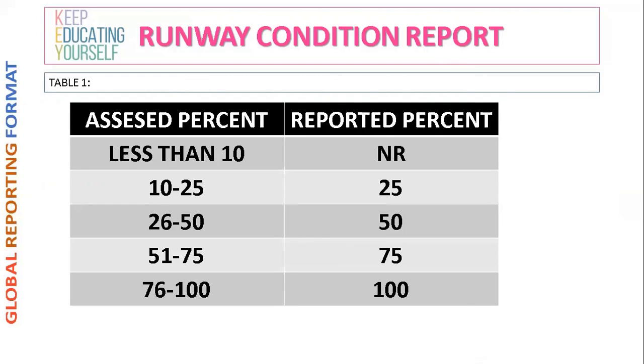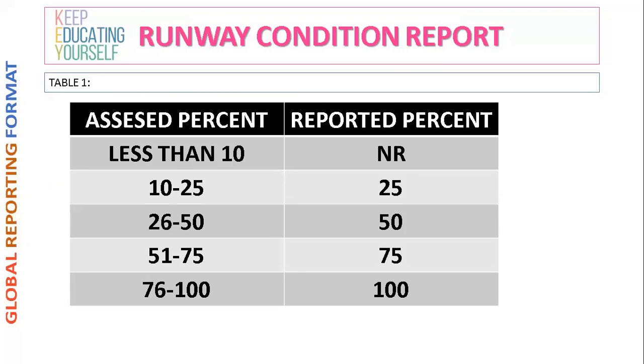It means not reported. If you have assessed the percentage between 10 and 25, then you have to write the higher side of it, that is 25. Then from 26 to 50, the higher side will be 50, so you report 50%. Then if you have assessed 51 to 75, you have to report 75%. And the last one, 76 to 100, you mention 100. So the reported percentage is always the higher side. And the first thing, if it is less than 10, then you should not report it. It will be reported as not reported, NR.